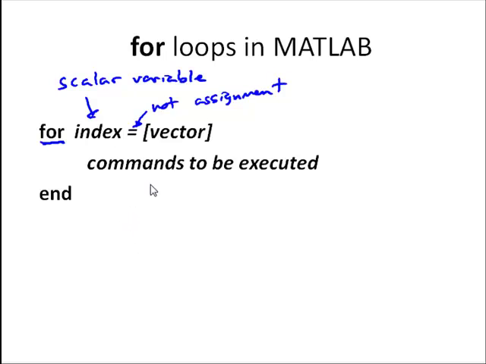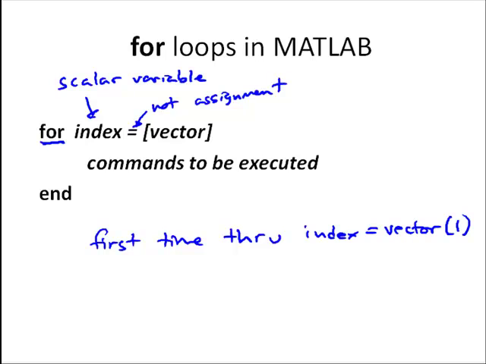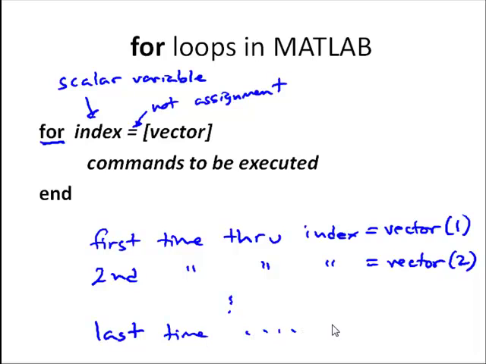For example, for our first time through the loop, our index variable is equal to the first element of that vector. Second time, index is equal to the second element, and so on until we get to the last time. Then our index is equal to the last element. So what's happening here is index is still a scalar, and what the for command does is cycle us through this loop, and each time through the loop that scalar variable index is equal to the next element in whatever this vector is. So let's look at a more concrete example here.